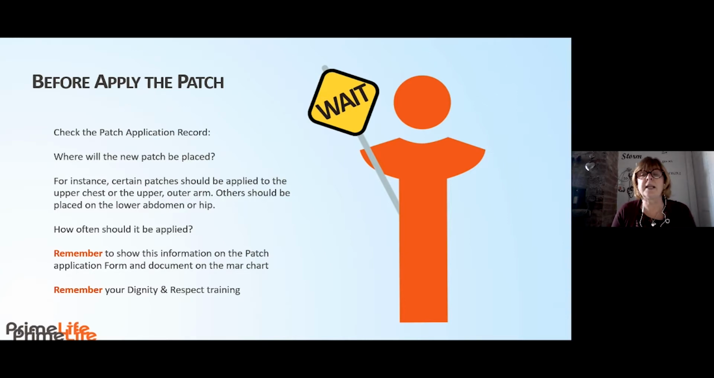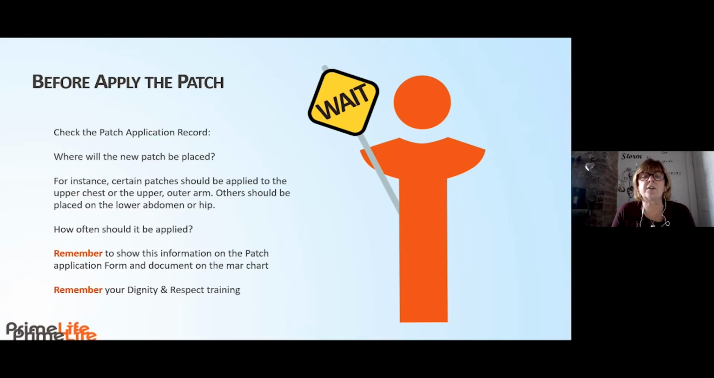And again, this should be clearly documented on the patch chart and the MAR chart, where the patch is to be applied. I would also recommend that if you're using the EMAR system, you document where the patch is to be applied on the patch chart, but also document it as a note on the system.